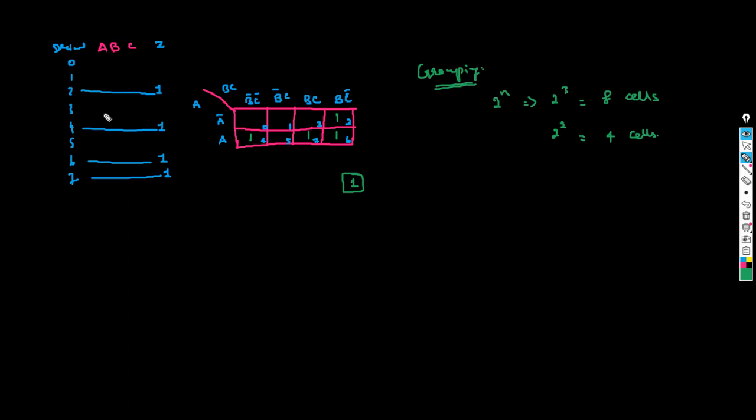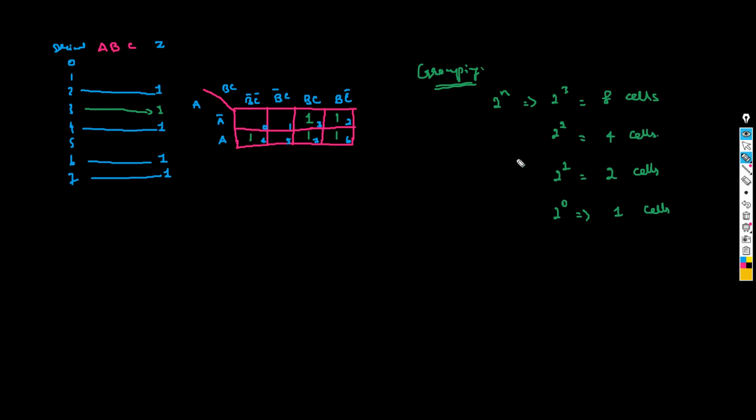Just to make our life simple, let's keep this simple. Then 2 to the power 1 is 2 cells, and 2 to the power 0 is 1 cell. Now in this case, is it possible to group all the 8 cells?